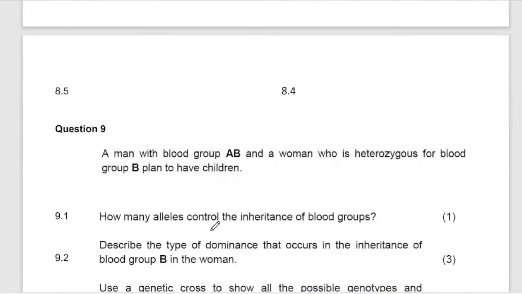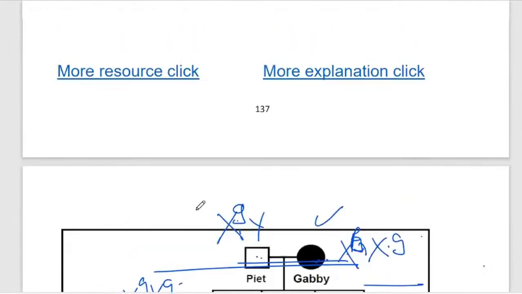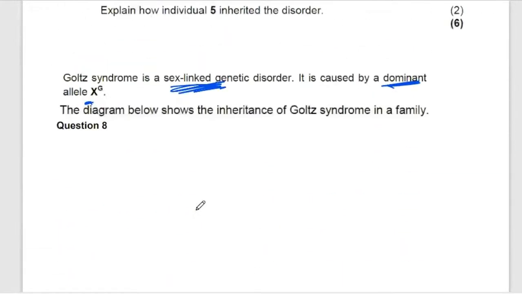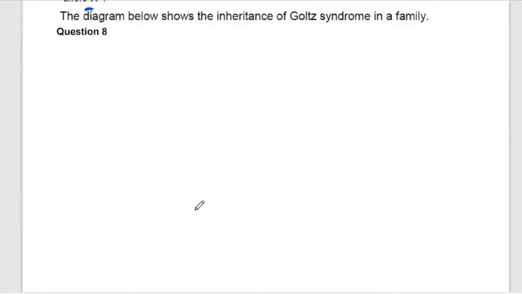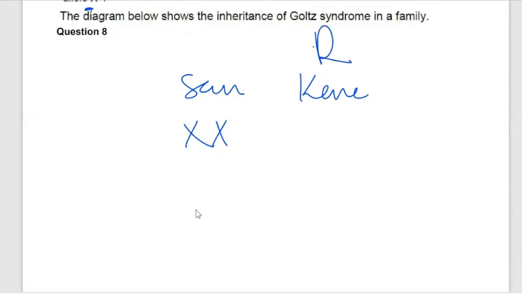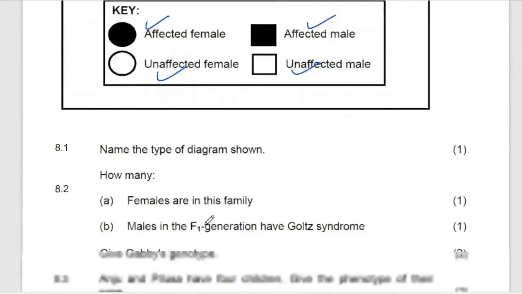When you go to a cross which involves an autosome, a non-sex-linked one, please, even if they talk about the same and the carrier, don't use X and Y. If they say that this disorder is caused by allele R, you just say R. If it is homozygous, it's RR. If it's heterozygous, it's R, small r. You don't put them on X and Y. That is the major difference between the two.